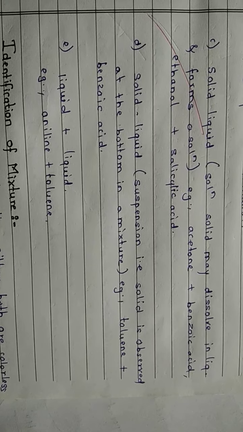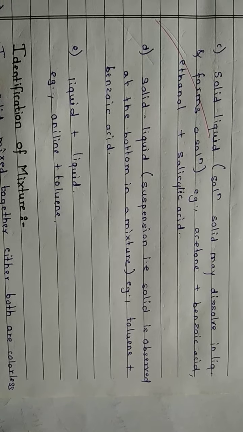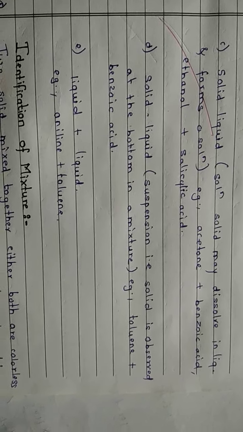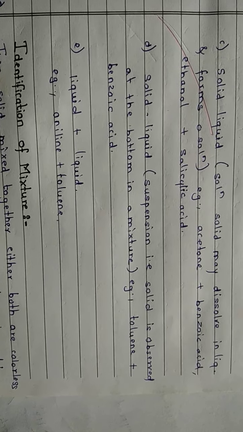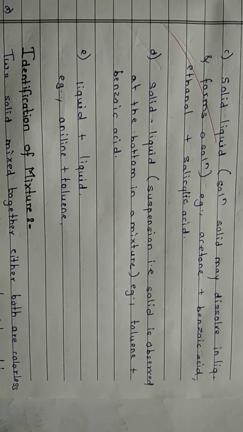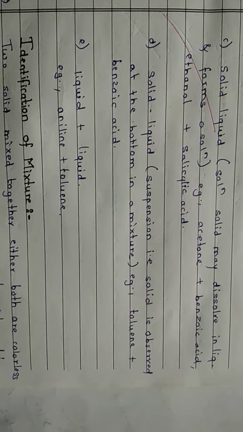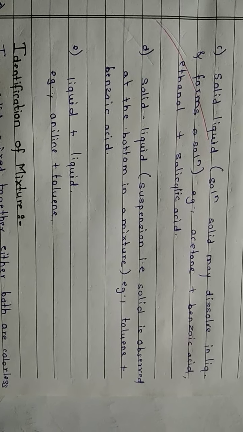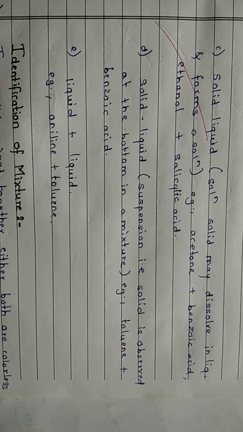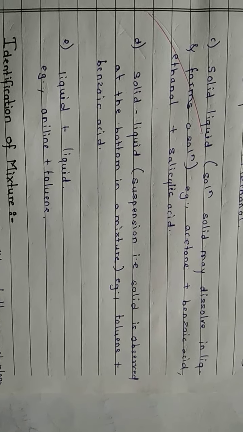Then the fourth type is solid-liquid, but the solid which is added is not soluble in the given liquid, so it may remain at the bottom of the mixture. That is the suspension type. At the upper side you will find the liquid, and as the solid is not dissolved in the given solvent, it remains as it is in precipitate form at the bottom.